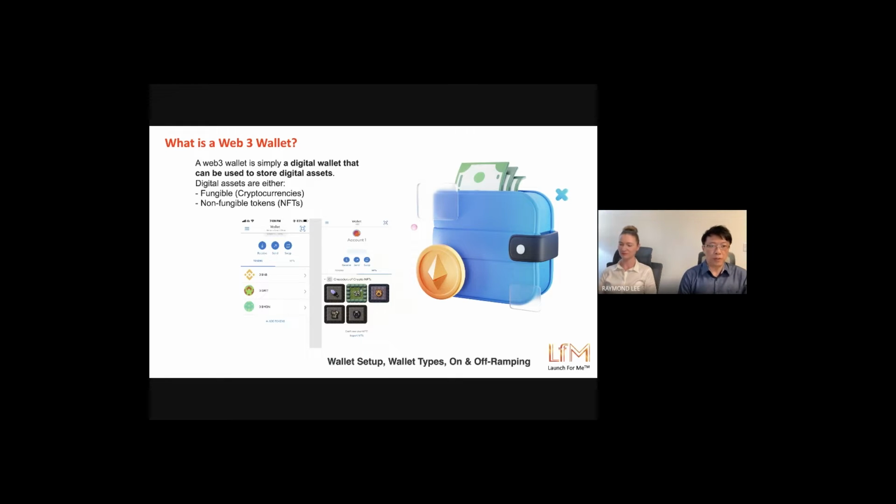So what is a Web3 wallet? It's simply a digital wallet that can be used to store digital assets. So you've heard of Bitcoin, Ether, Matic, Algorand, Avalanche, and so on. Those are all cryptocurrencies, and they are fungible tokens, right? As mentioned, anything that is exchangeable one-to-one is fungible, and anything that's not exchangeable, which is very unique, is called a non-fungible token. And in short, it's called an NFT.